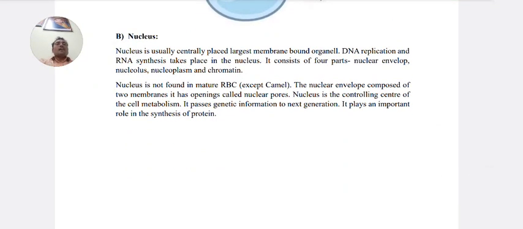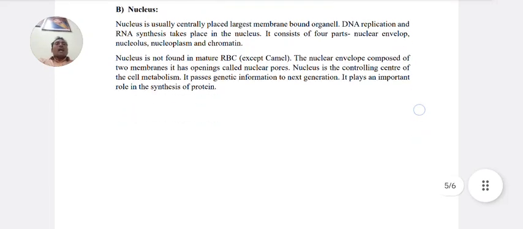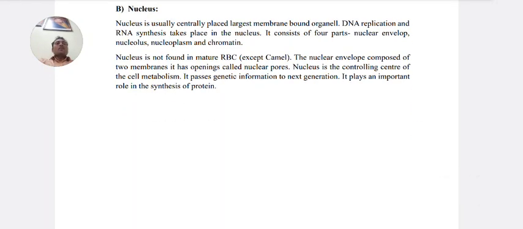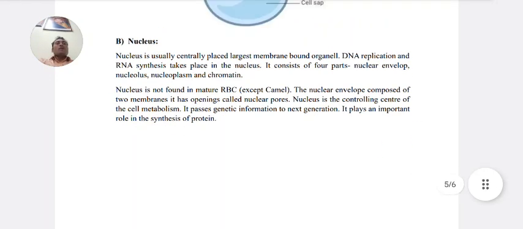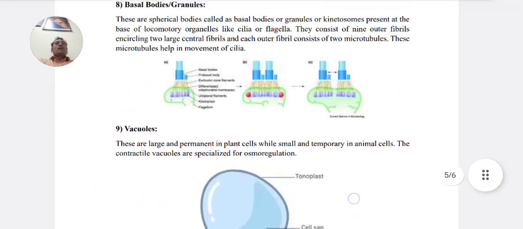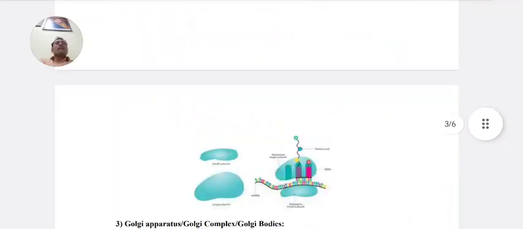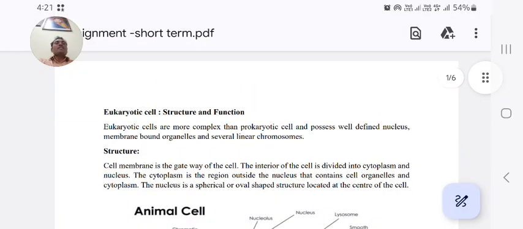And then the next part is the nucleus. The nucleus is centrally located in the cell and contains DNA or genetic material. DNA replication takes place and RNA synthesis takes place in the nucleus, and it plays an important role in the synthesis of protein. This is about the structure and function of the eukaryotic cell.